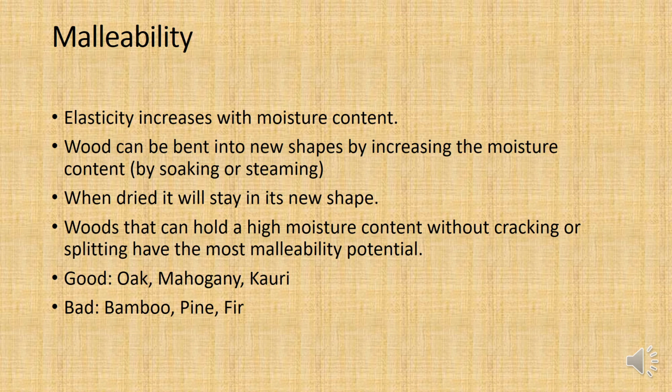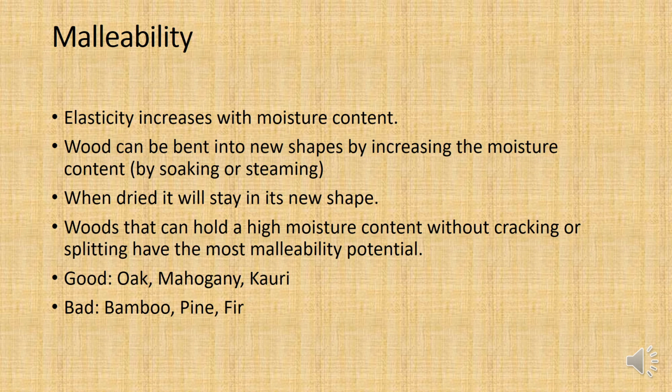So a good material would be something like oak or mahogany or karri. Those woods have the potential to hold a very high moisture content. Karri, for example, can actually hold a moisture content as high as 400%. And when it's got a very high moisture content like that, you're thinking, well, that's terrible, that's low durability, that's low strength. Well, yeah, it is, but it does mean you can bend it into new shapes. And then when you dry it, you're going to have it very strong and very durable.